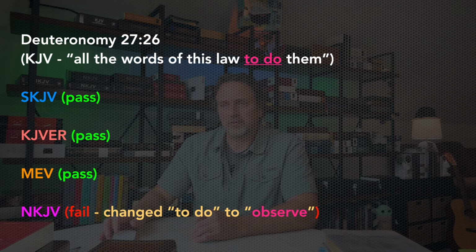Deuteronomy chapter 27:26, KJV has all the words of this law to do them. You can see there the SKJV, KJVER, and the MEV all pass there. They all have the equivalent of to do. The New King James says to observe. So some of these you might say, that's silly, I don't see the problem. That's fine. These are just going on what I found and what they list out as issues.